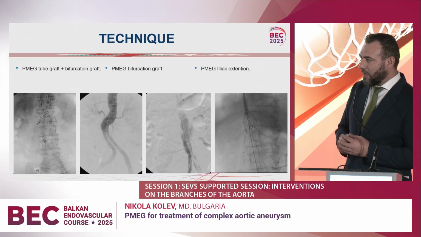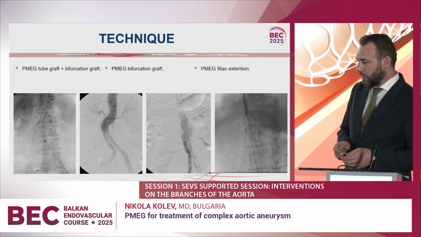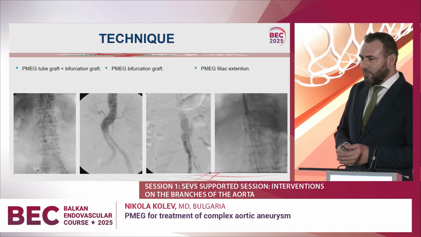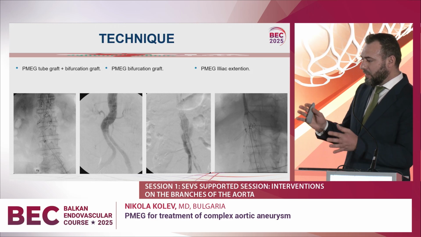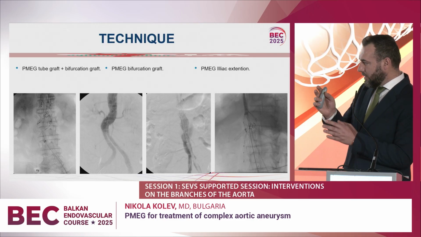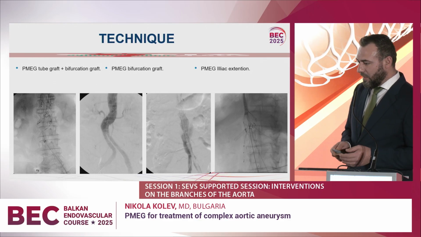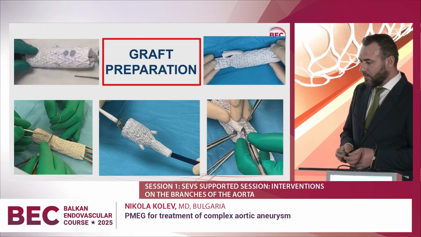When the distance from the healthy zone to the last visceral vessel is under 5 centimeters, we go directly with a physician-modified bifurcation graft. And when we have ectopic vessels, we use in most cases either a branch from the main part of the body, or a fenestrated iliac extension or iliac cuff.